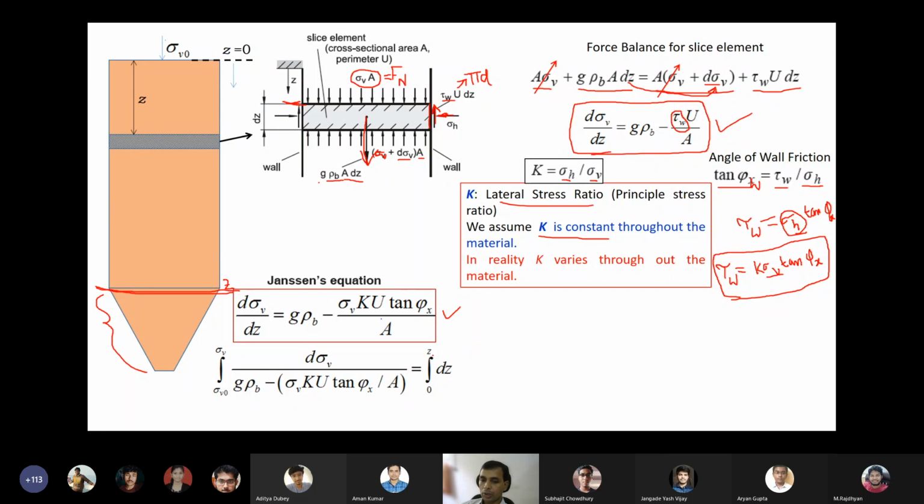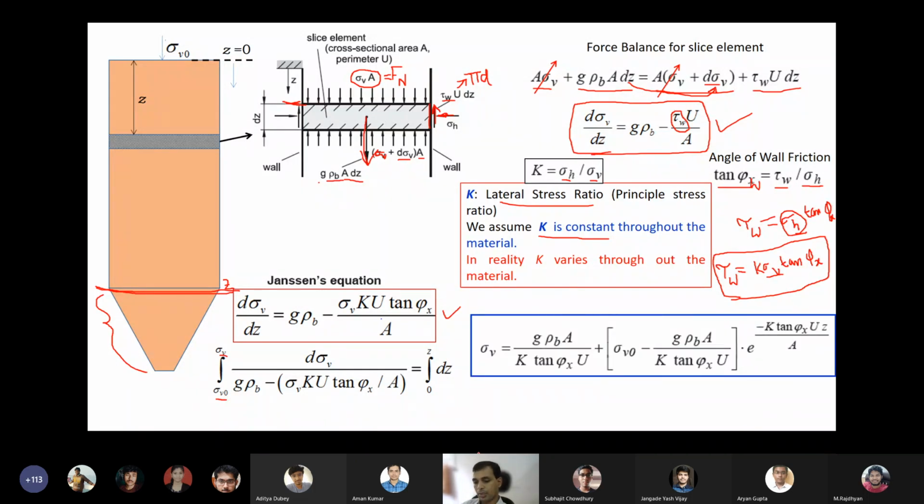0 to whatever H or Z, maximum or Z1, is from the initial vertical stress to the vertical stress at this Z value. We get this expression, and I'm sure all of you are very good at this integration part. So this will be the final expression. I think we should all try later how to get this one. So this is the expression for stress profile.